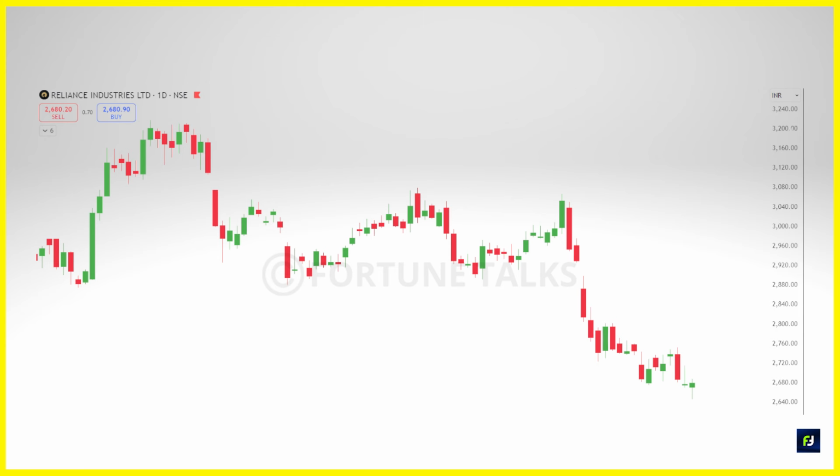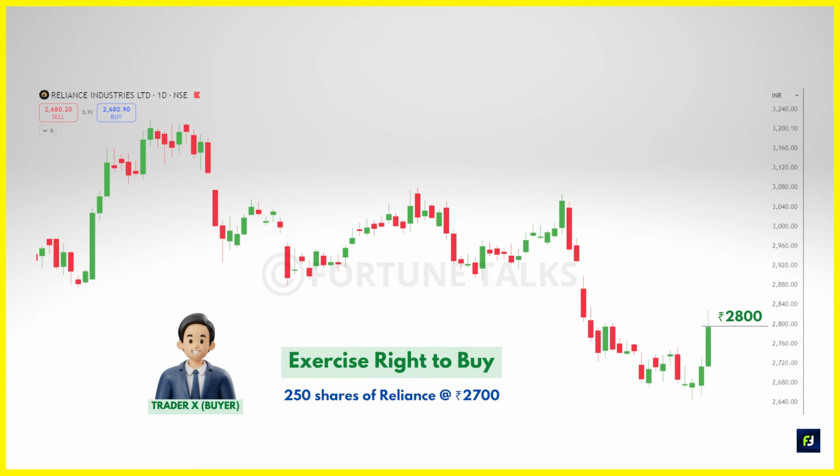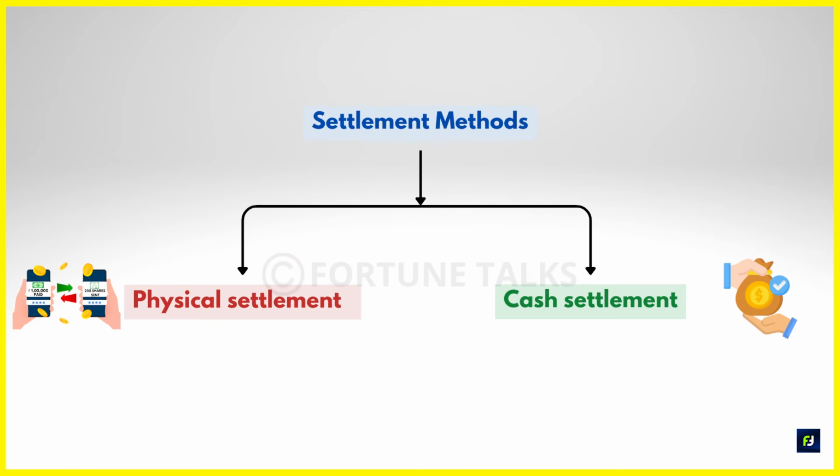On the day of the expiry, if the market price of Reliance Industries is 2,800 rupees, then Trader X will exercise the option to buy 250 shares at 2,700 rupees, thereby benefiting from the difference between the market price and the strike price. Here, I would like you to understand that there are 2 ways in which the settlement can be carried out. This could be a cash settlement or a physical settlement which involves physical delivery of shares.